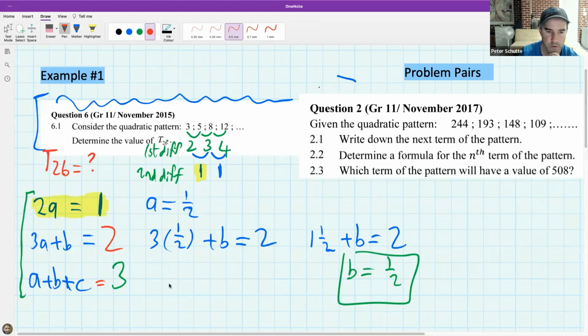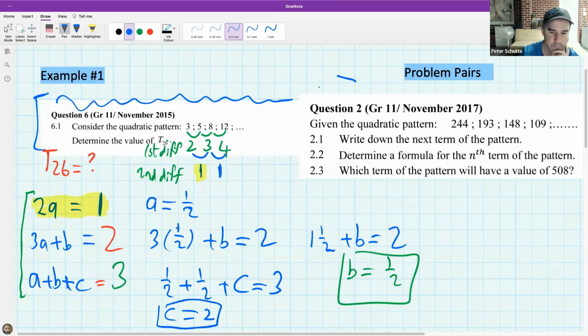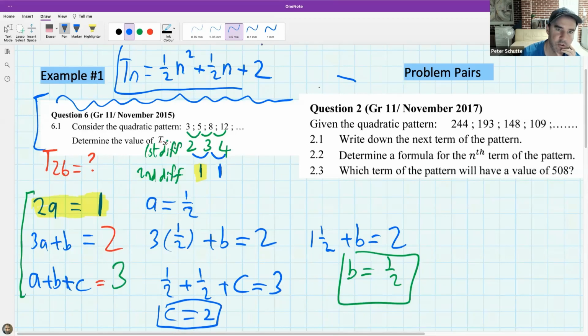Okay, so the last bit. Candy, I'm going to do this with you. I know that a is a half. I know b is a half. And then c: a plus b plus c equals 3. So then what does c have to be equal to? I already did this, and I found c will be equal to 2. Perfect. I substituted the half, and then I calculated and got the answer 2. Yeah. Okay, now, this is good news, because I have a half n squared plus a half n plus 2 as the general term formula for this particular quadratic pattern.